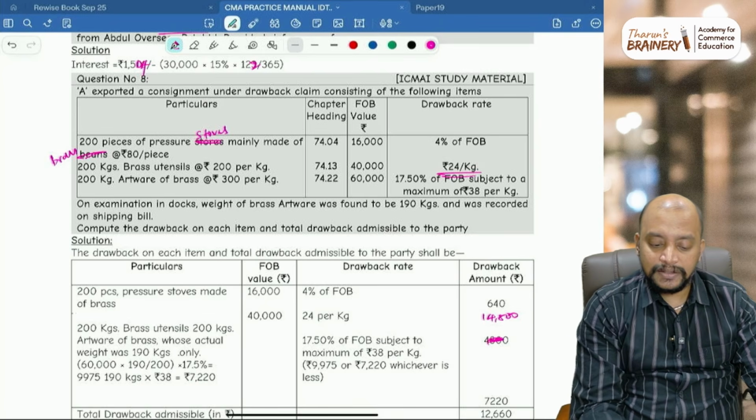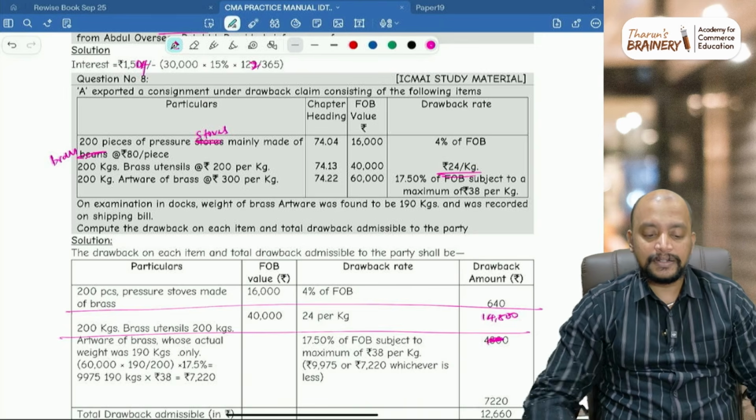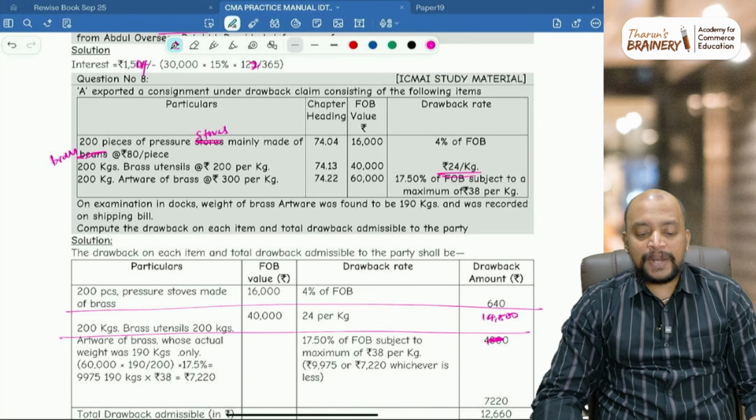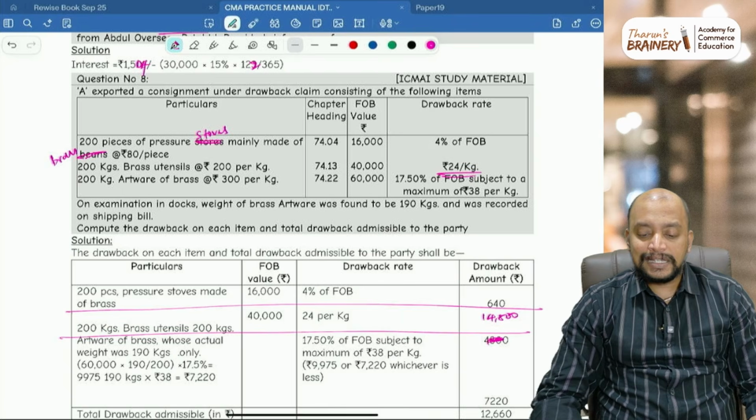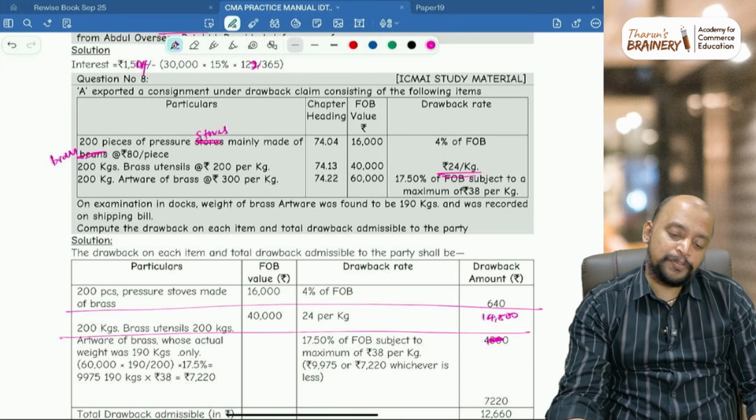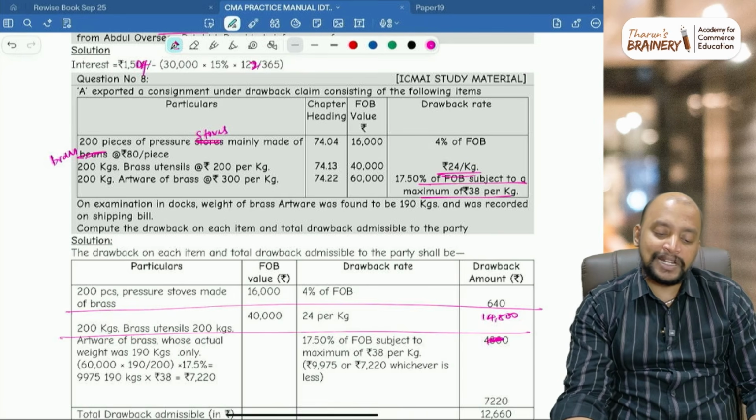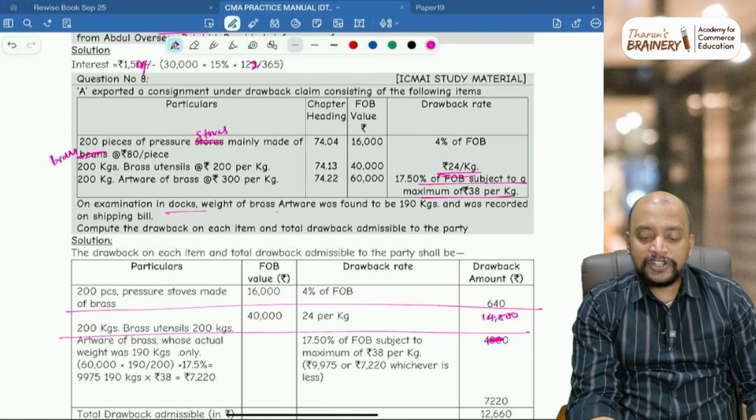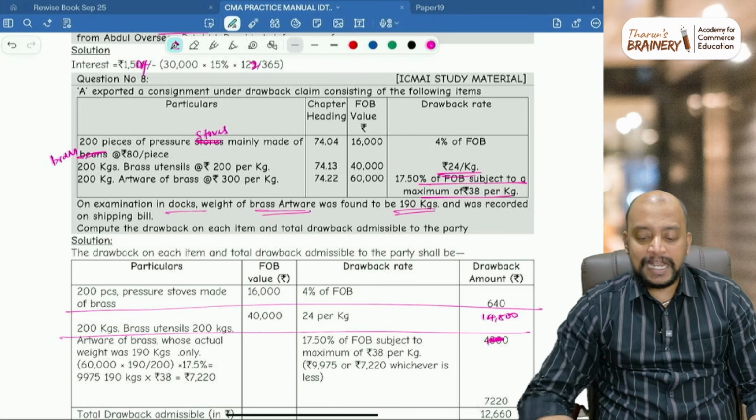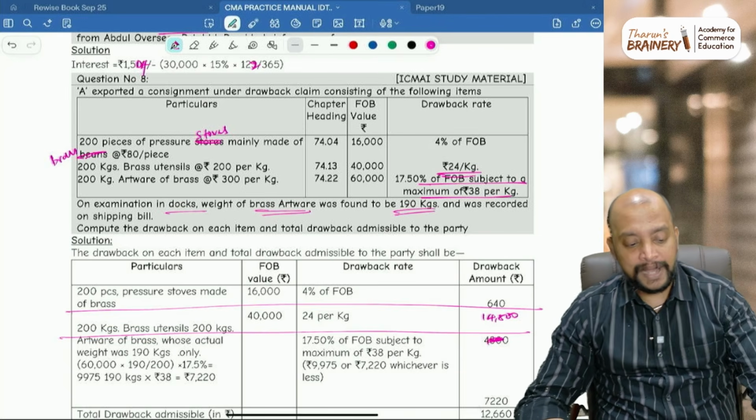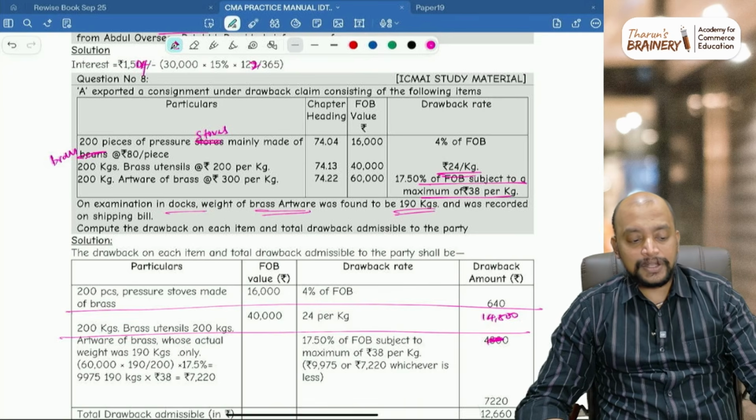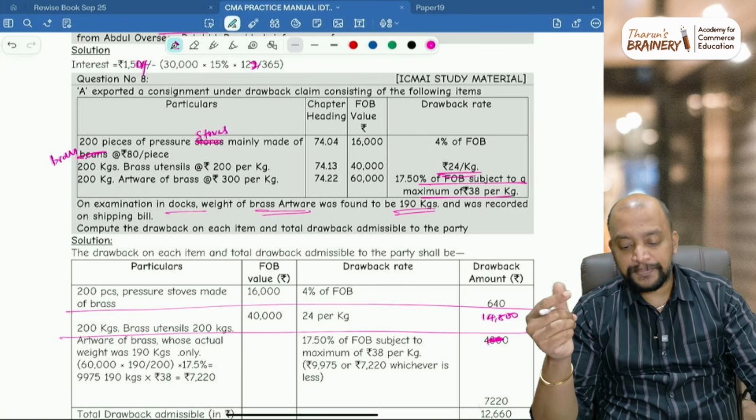So first one is this, this is second, and next third. 200 kg artware of brass at 300 per kg, 60,000. So what should be taken as the duty drawback? 17.5% of FOB subject to maximum 38. On examination, weight of brass artware is 190 kg. So only on 190 kgs we will get duty drawback. So first 60,000 into 17.5%.